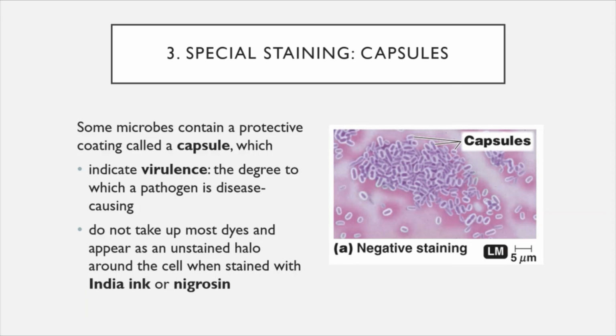In addition, this layer called a capsule does not take up most dyes and rather appears as an unstained halo around the cell when stained with a negative stain, or an acidic dye in other words, such as India ink or nigrosin. That's what you can see in this image right here. This is a negative stain of a bacterial sample, which is clearly exhibiting capsules as a blank halo color around the outside, given that the capsules resist colorization and look like a clear halo.